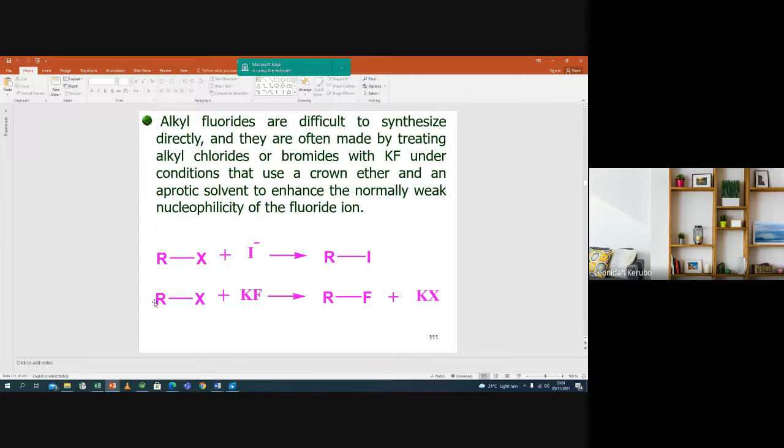Similarly, if you start with an alkyl bromide or alkyl chloride and react it with potassium fluoride, which is a source of fluoride ions, the fluoride ions will be the nucleophiles, electron-rich species, which are going to donate electrons to the electrophilic carbon attached to the chlorine or bromine atom to form the alkyl fluoride plus potassium chloride or potassium bromide, depending on the substrate used.